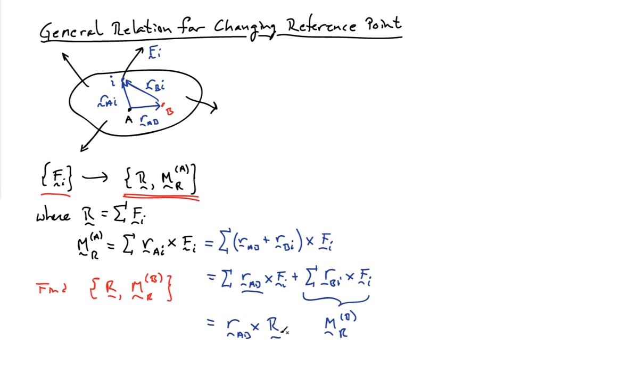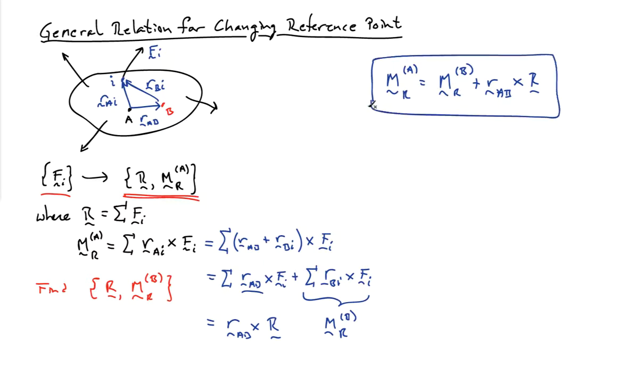So this gives me a final characterization, or the relationship between the resultant moment in a point A is equal to, let me write it this way, the moment resultant in the second point B plus RAB, so the vector going from A to B, crossed with the resultant force. So it gives me the general relationship that connects a resultant moment in one point with a resultant moment in a second point.